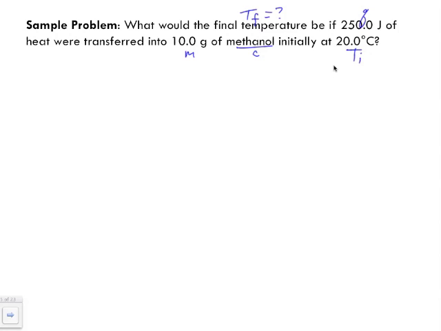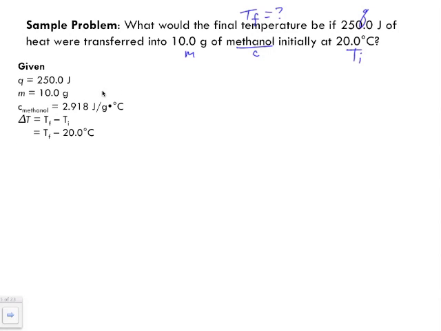So let's list out our givens now. Our Q is 250 joules, mass is 10 grams, and the specific heat capacity of methanol is 2.918 joules per gram degrees Celsius. Again, this is our given. The thing to be careful with here is that delta T is equal to TF minus TI, our final temperature subtracted by our initial temperature. So our unknown is really within this TF minus TI.